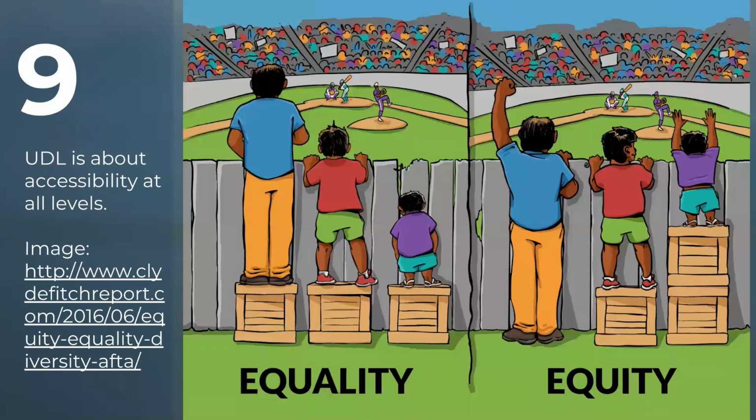So, you probably all have seen this presentation, this picture before, but it's equality versus equity. You can provide the same thing, but that's not necessarily equity. So UDL is about reaching all kinds of learners, and it's not just about reaching people with visual impairments and audio impairments, but it's also different learning styles as well.